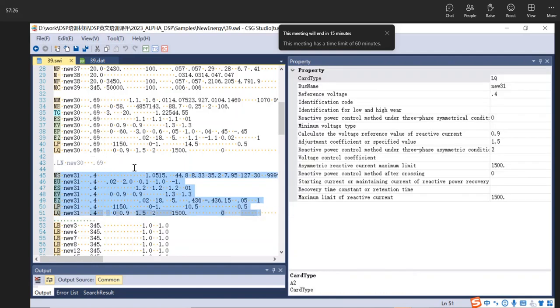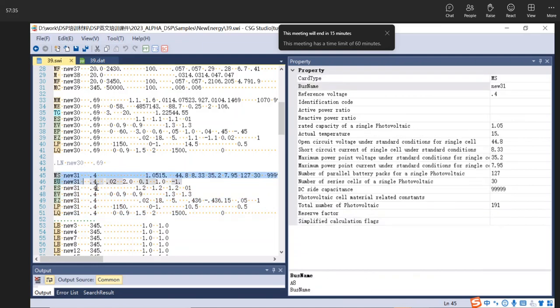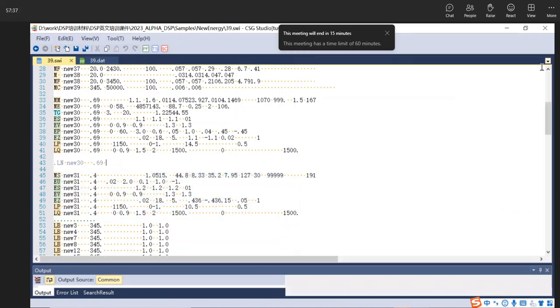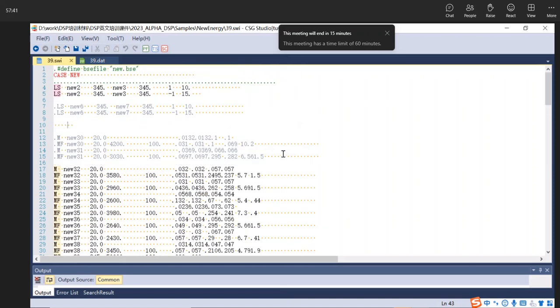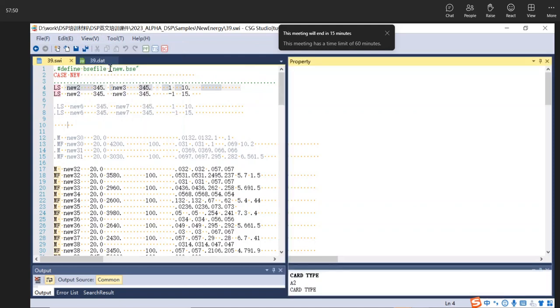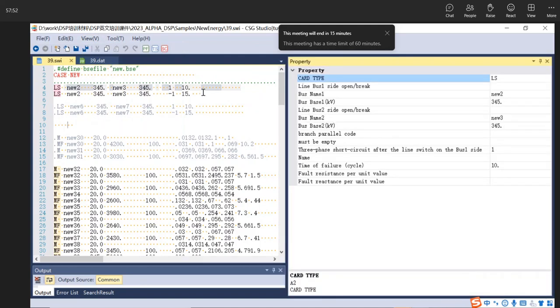Because the solar system is much more simple than the DFIG, it contains fewer cards. Now I will do some transient simulation. The LS card means the fault I set.